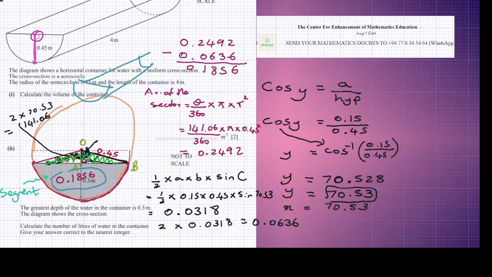So how do you find the volume of that frozen liquid? That is area of the cross section into the length. So that's 0.1856 times 4. What would that give us? So that gives us 0.7424 cubic meters.